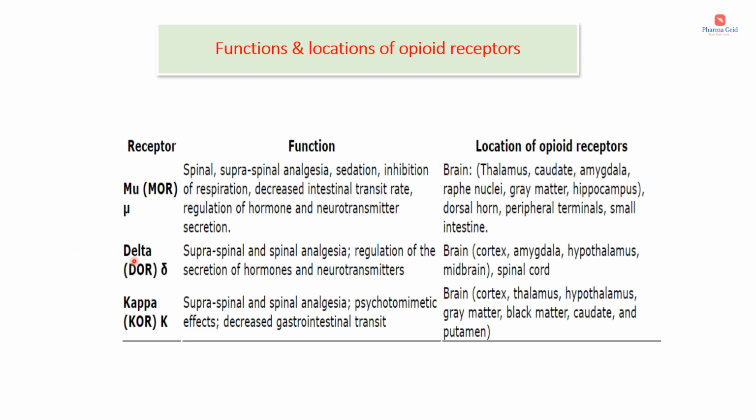Coming to the delta receptors, functions include supraspinal and spinal analgesia, and regulation of the secretion of hormones and neurotransmitters. These delta receptors are mainly located in the cortex, amygdala, hypothalamus and midbrain region of the brain, and also in the spinal cord. Coming to the kappa receptors, the main functions include supraspinal and spinal analgesia, psychomimetic effects, and decreased gastrointestinal transit. These kappa receptors are located in brain areas such as cortex, thalamus, hypothalamus, gray matter, black matter, caudate and putamen. You can refer to this slide to learn the functions as well as the locations of the different opioid receptors.